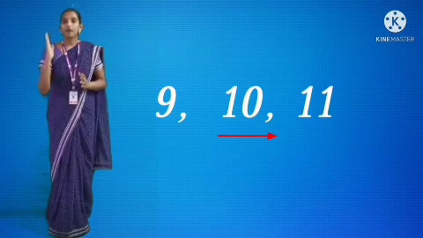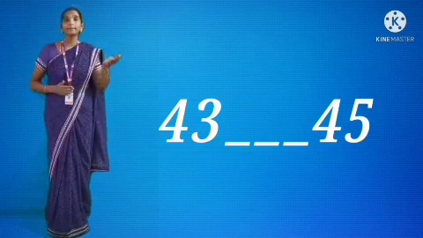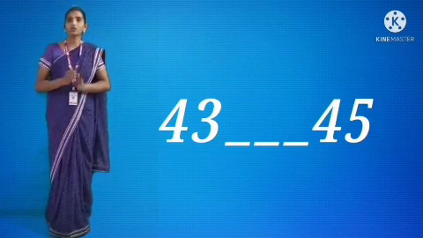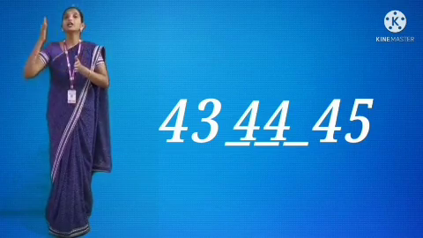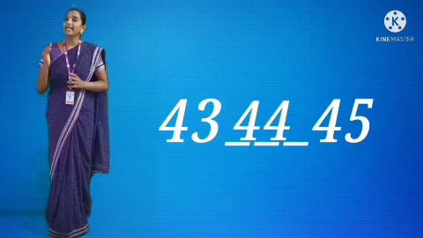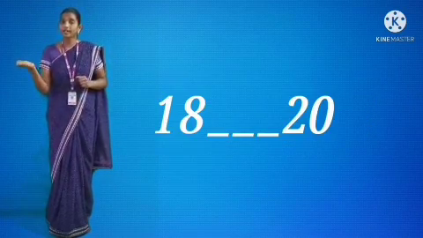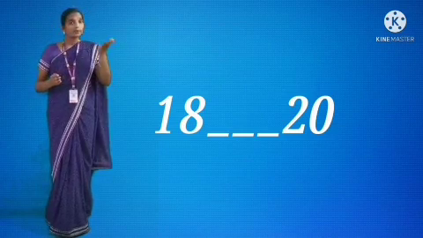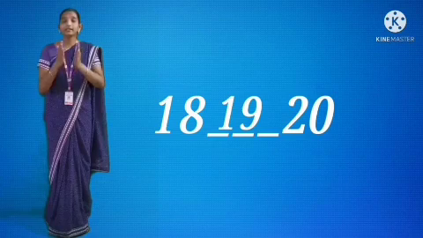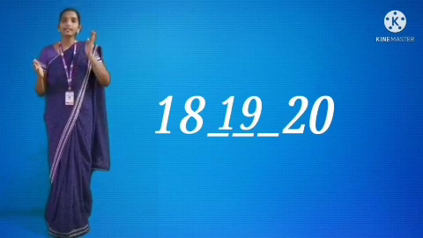Okay. Now 43, 45. So what is the between number? After 43 and before 45. So what should be the number there? It is the number 44. So 44 is between 43 and 45. Next example, 18, 20. After 18, it is 19. Before 20, it is 19. So 19 is the number that comes between 18 and 20.